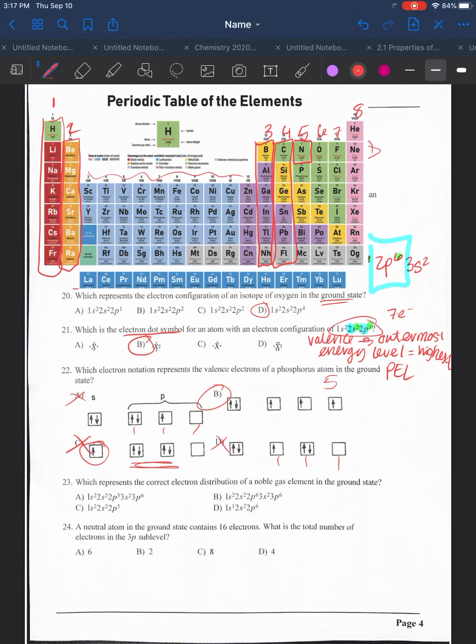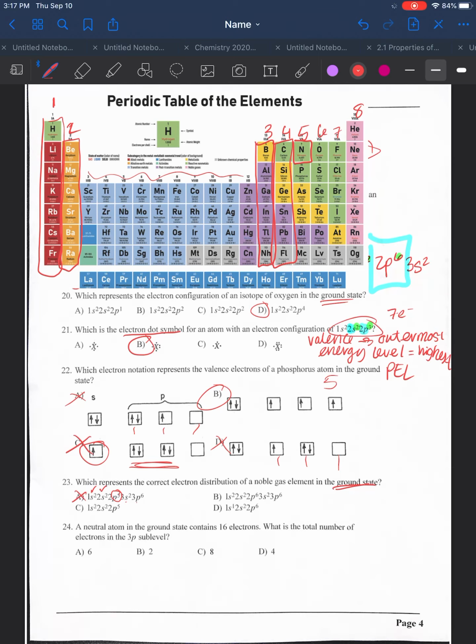23. Which represents the correct electron distribution of a noble gas element in its ground state? Ground state. This means that all the earlier sublevels that we fill have to be full first. So as I'm going through A, 1s2, that's good, 2s2, good, 2p5, this has 5, and then it continues on to fill, so that can't be right.